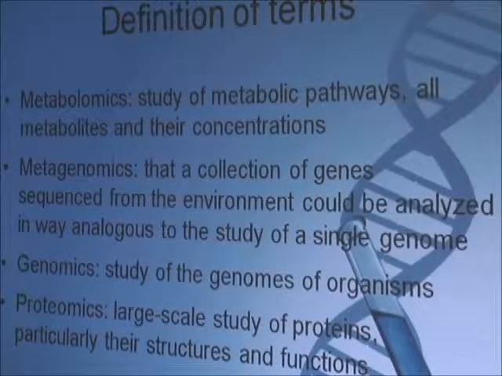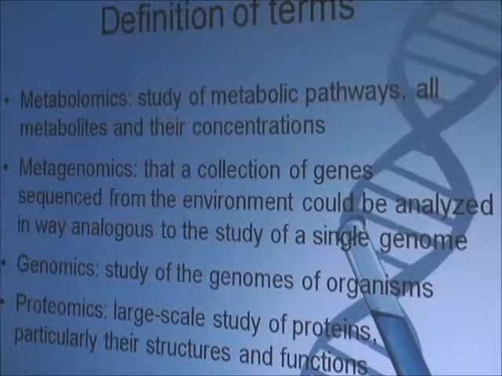Now, metabolomics is the study of metabolic pathways, all the metabolites involved, and their concentrations. Now, remember, metabolites is not something that you could fingerprint or say what it is really. What you could do is use the stoichiometry and the spatial arrangement of metabolites to be able to determine how much you have of one or how less you have of one. Then genomics, the study of genomes of organisms. Proteomics, the study of the proteins, which is largely the enzymes, right?